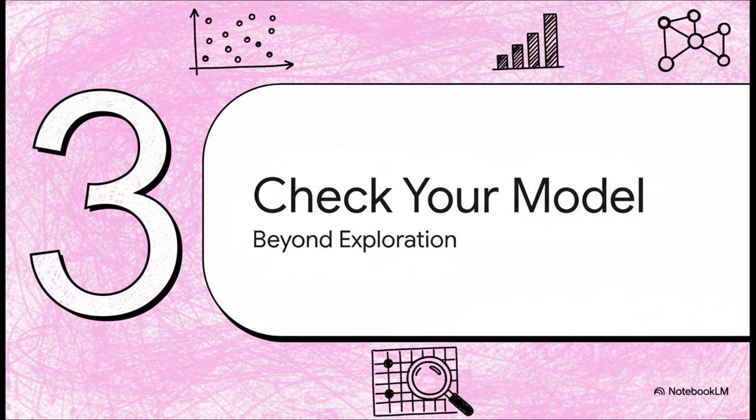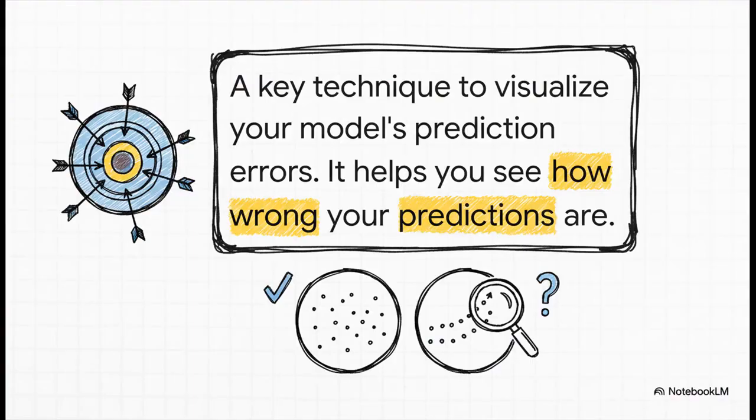Okay, so we've talked about using charts at the beginning. But here's the thing. They're not just for your first look at the data. They are also an incredibly powerful tool for checking your work after you've built a model. This might sound a little technical, but the idea is actually super simple. We just want to visualize our model's errors. We're basically asking, are our model's mistakes just random misses, or is it messing up in a predictable way?